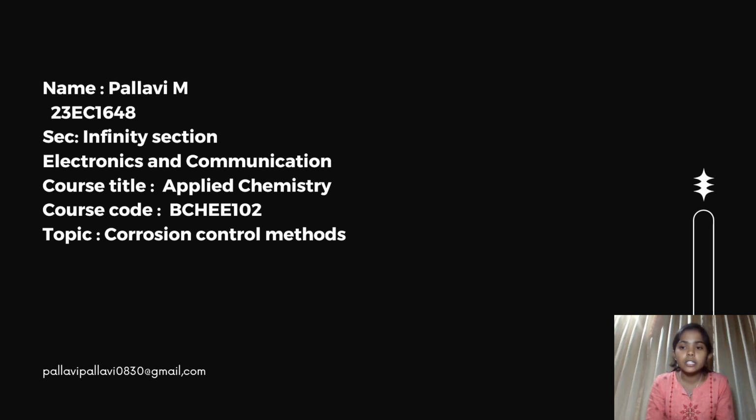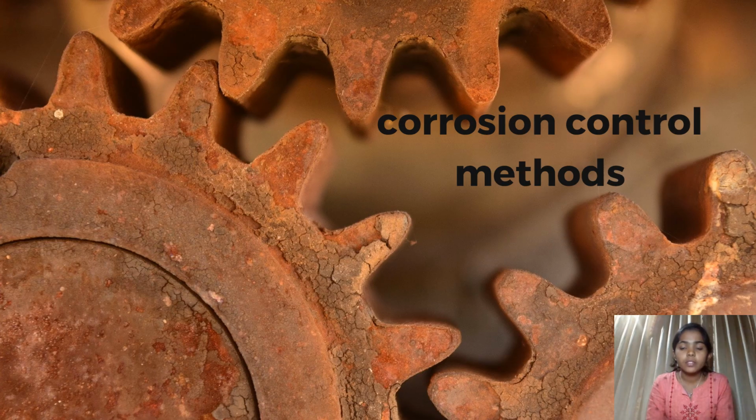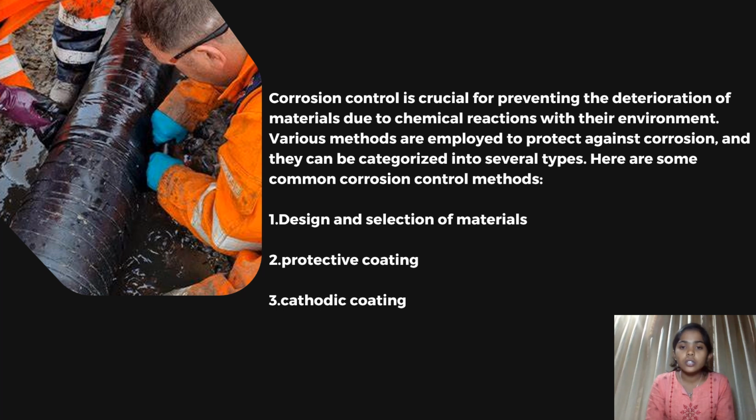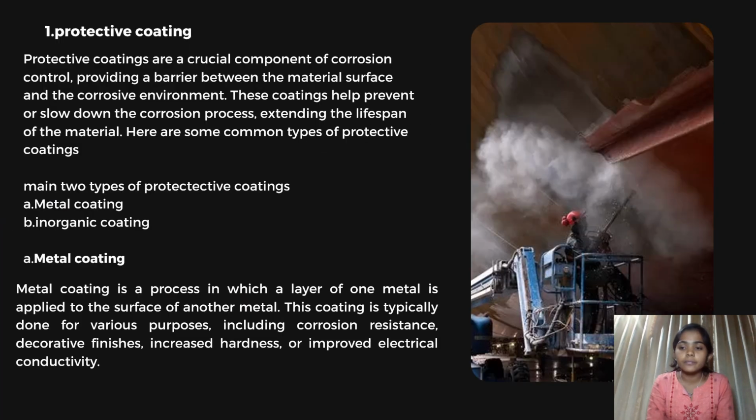Today I am going to discuss corrosion control methods. Corrosion control is crucial for preventing the deterioration of material due to chemical reaction with its environment. Various methods are employed to protect against corrosion and they can be categorized into several types. Here are some common corrosion control methods: design and selection of materials, protective coating and cathodic protection.